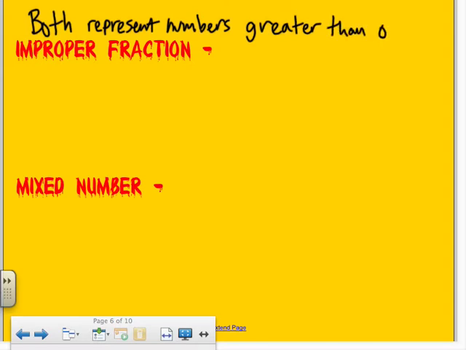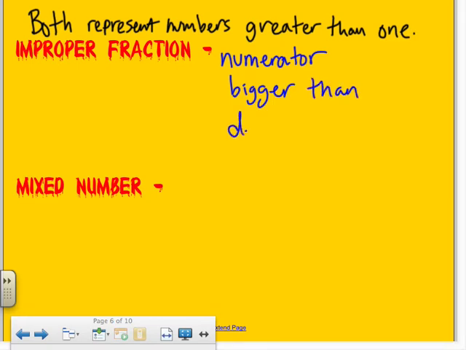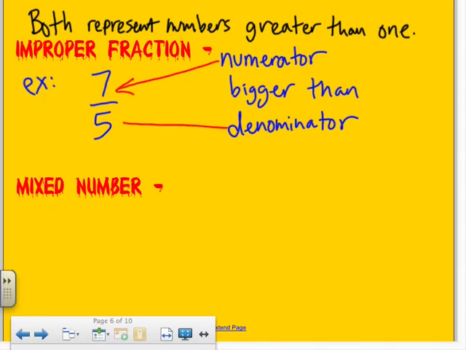So when I'm talking about an improper fraction, the way that represents a number greater than 1 is that the numerator, the top number, has to be bigger than the denominator. So numerator bigger than denominator. An example of that would be 7/5, right? My numerator is bigger than my denominator, so that means it's greater than 1. There's more fifths than one whole, which would be 5 out of 5.